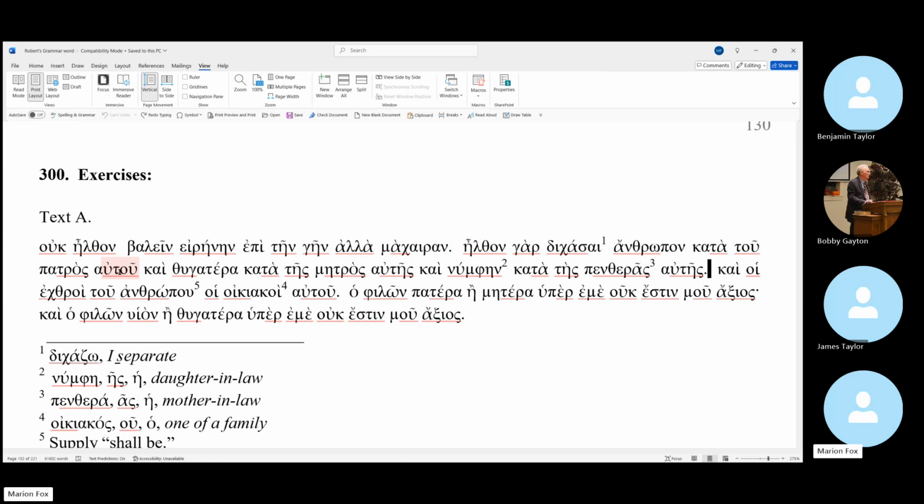Okay, any question there? Does that help? So we know it's masculine because of the masculine pronoun. And here this is genitive masculine with father. That goes with father, but this pronoun goes with the man up here. Okay.